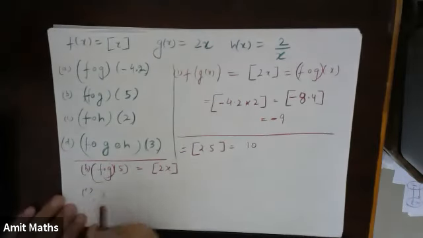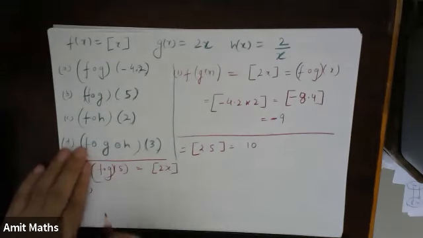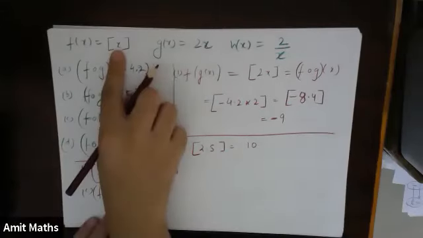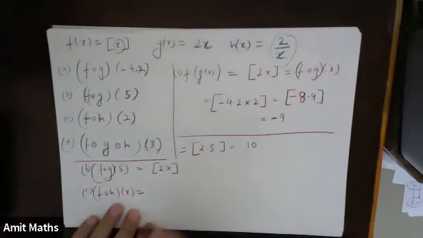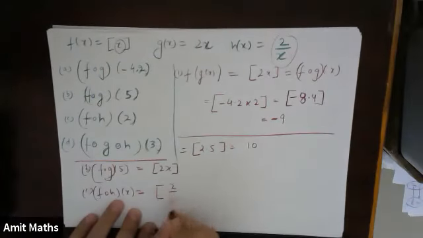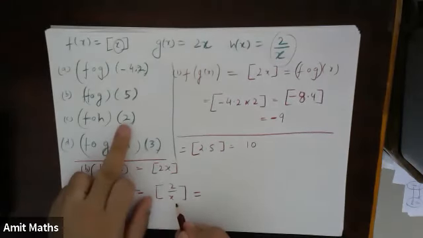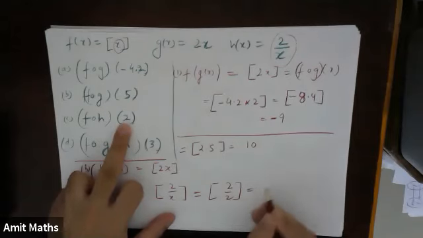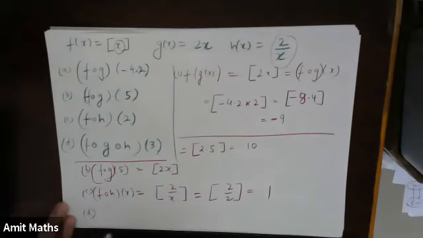C part, f o h of 2. So we have f o h of x, where instead of x in greatest integer x, what will I substitute? 2 by x. So this becomes greatest integer of 2 by x. X is 2, so that means greatest integer of 2 by 2, which is nothing but 1. Understood?